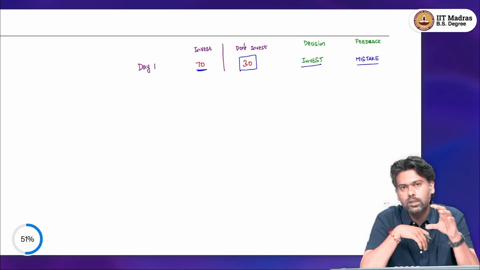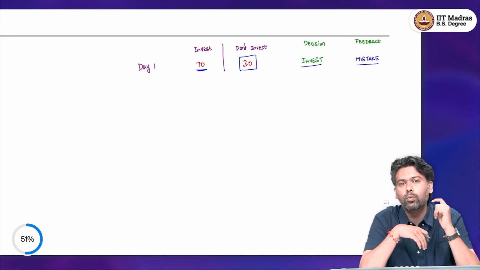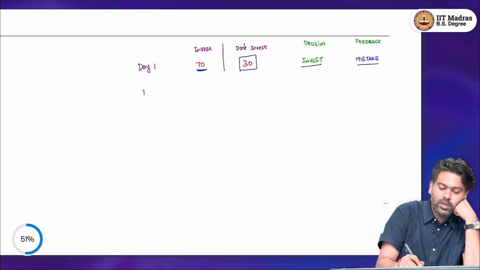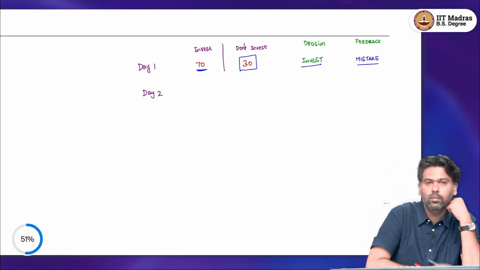Now, how can I use this information to make my decision on day 2? What happens then on day 2? What would you do?